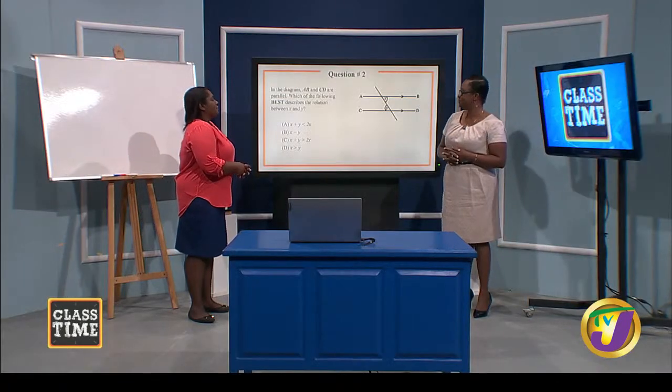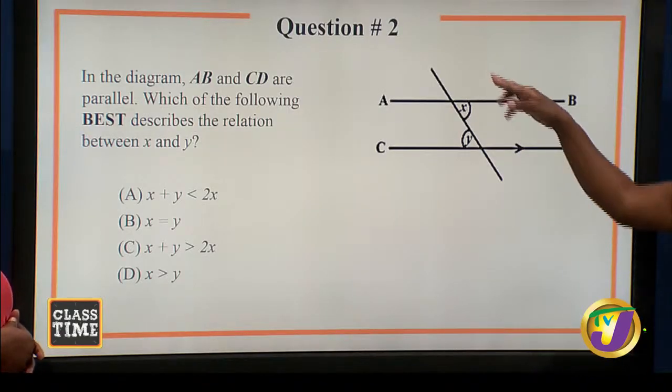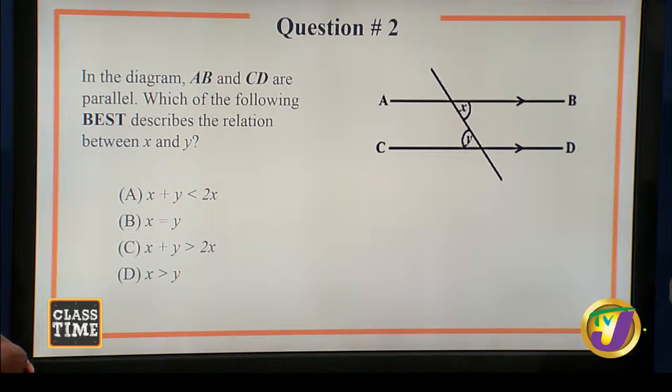So let's go to question two. This time, looking at the question, I'm not required to draw a diagram, right? No, it's given. I can fit my information on the diagram if needs be. So let's read the question carefully. In the diagram, AB and CD are parallel. Which of the following best describes the relation between X and Y? That relationship is formed because lines AB and CD have been intersected by a transversal. And then we see some angle properties coming out.